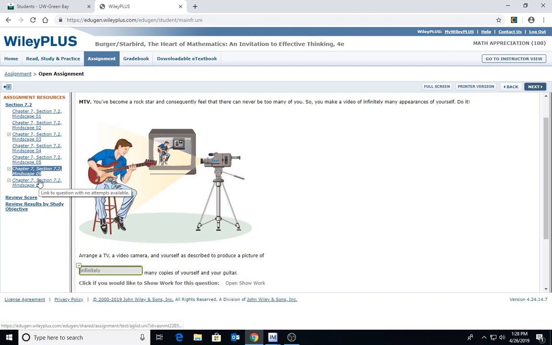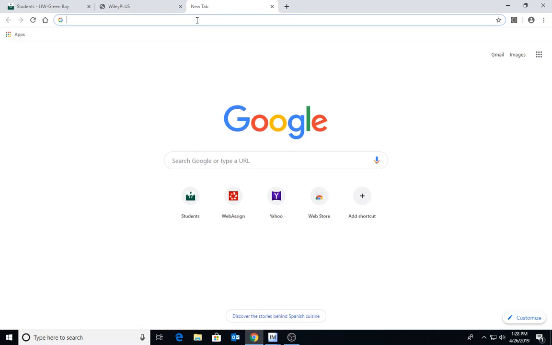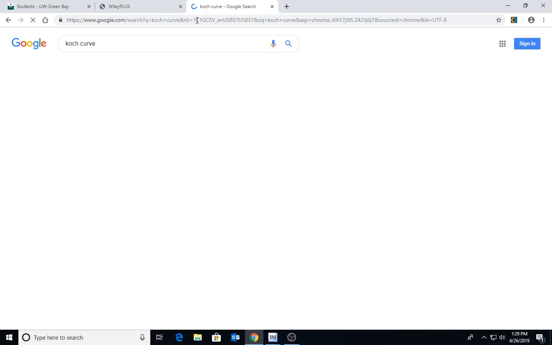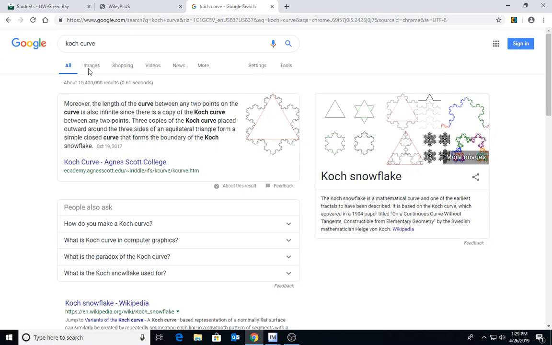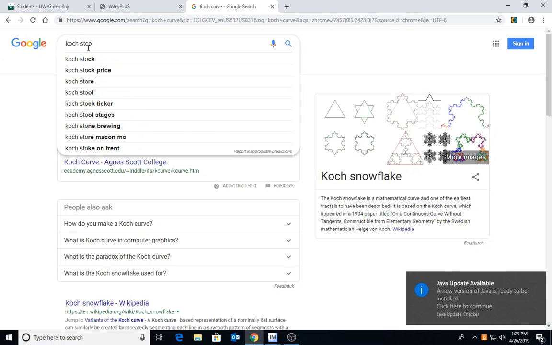Also in 7.2, I had been asked number 21. So there's a number of different stages for the Koch curve. This particular one is at stage 2. If you Google the Koch curve, you'll see different stages in the images that show up. So let's look at images. Oh, we don't want the Koch curve, we want the Koch stool.